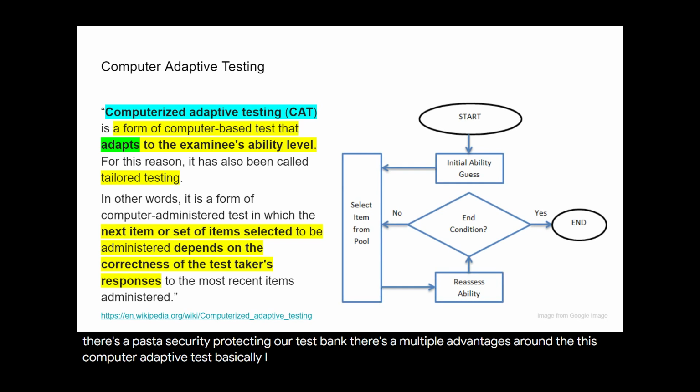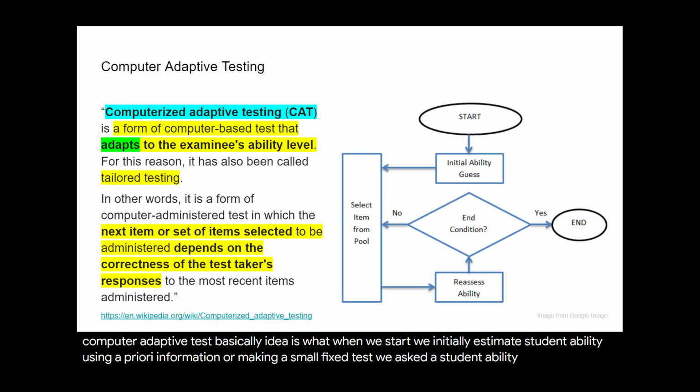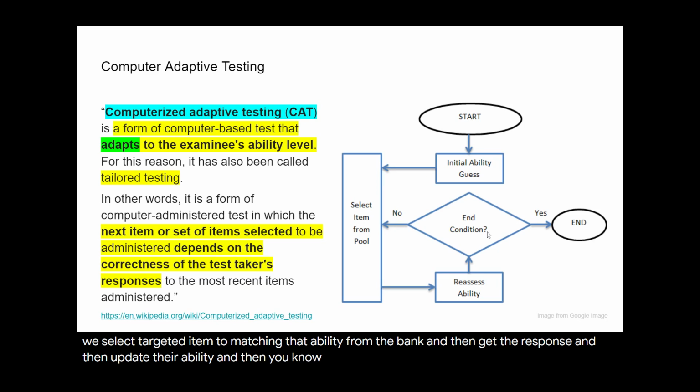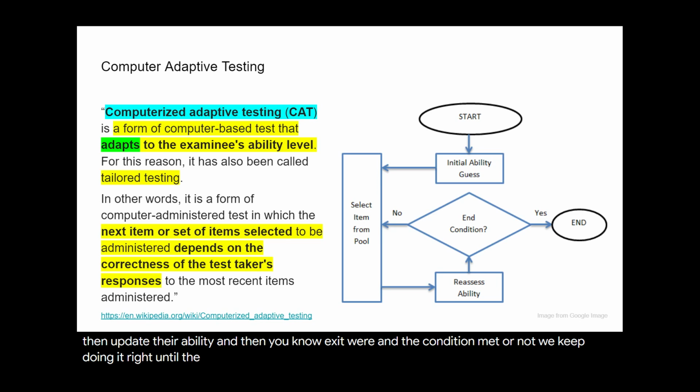Basically, our idea is what? When we start, we initially estimate student ability using a priori information or a small fixed test. We estimate student ability, and given that ability, we select a targeted item from the bank matching that ability, get the response, and then update their ability. Then we check whether the exit or end condition is met or not. We keep doing it until the stopping criteria are met. That's the computer adaptive test algorithm, right?